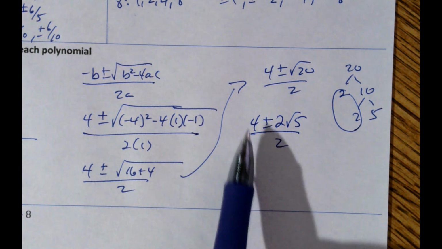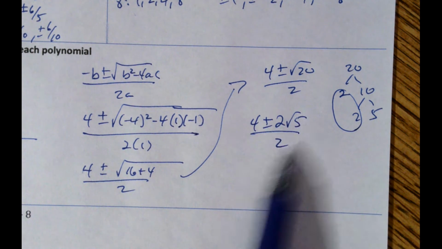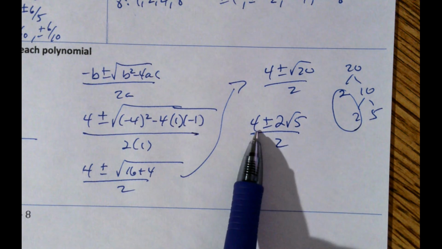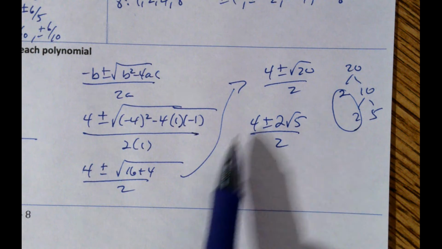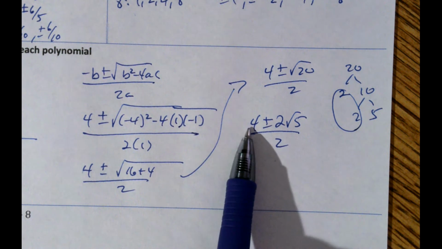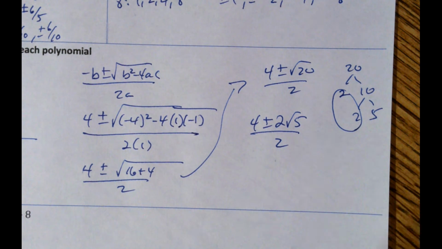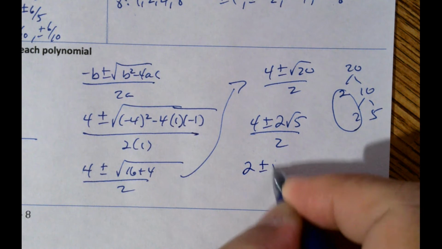And you can reduce. Whenever you reduce a fraction that looks like this, you have to reduce all 3 parts. And the radical doesn't count. Okay, so all 3 parts. So 2 goes into 4, 2, and the denominator of 2. So that becomes 2 plus or minus root 5.